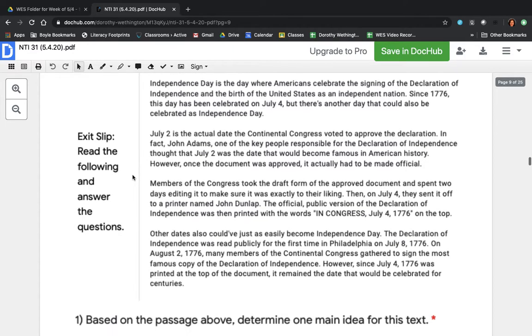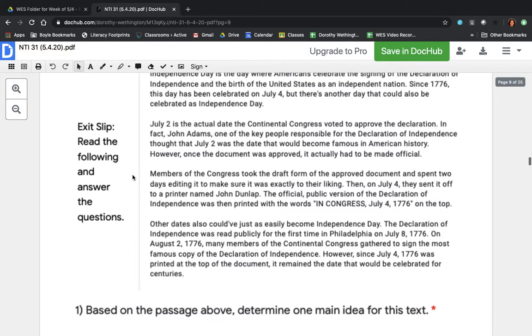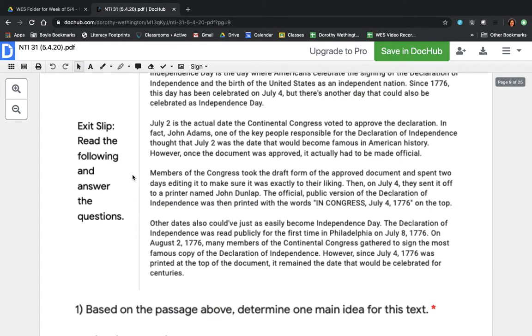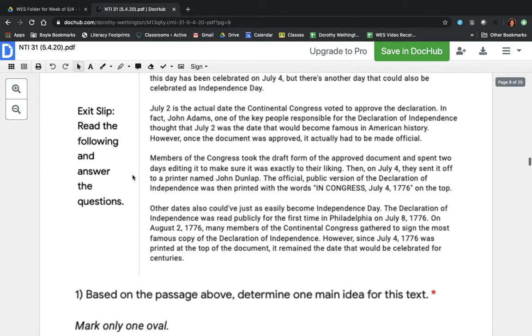However, once the document was approved, it actually had to be made official. Members of the Congress took the draft form of the approved document and spent 2 days editing it to make sure it was exactly to their liking. Then on July 4th, they sent it off to a printer named John Dunlap. The official, public version of the Declaration of Independence was then printed with the words, "In Congress, July 4th, 1776" on the top.